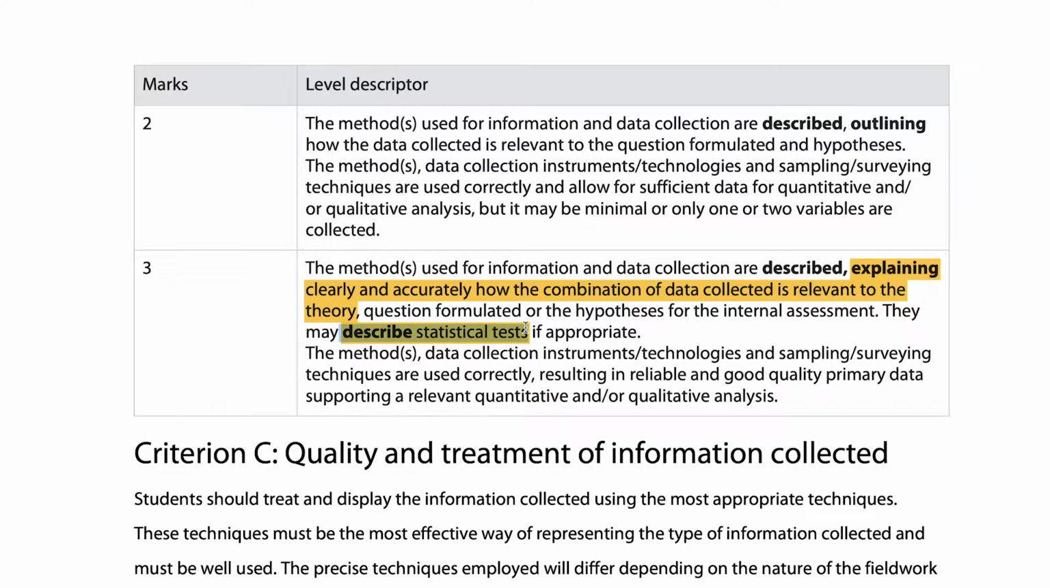You definitely need a statistical test unless you're doing qualitative data, which I particularly wouldn't recommend if you have a choice, but it can work sometimes. For example, I know in urban environments, you can see the different land uses, so that can work out. But definitely recommend doing quantitative data if you can, because then statistical tests get you some really good marks. We'll see later on in criterion C.